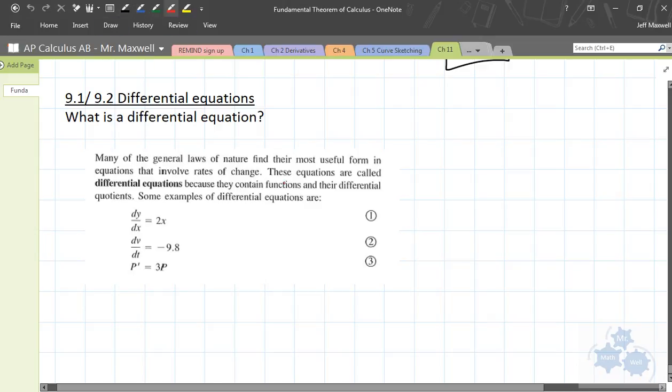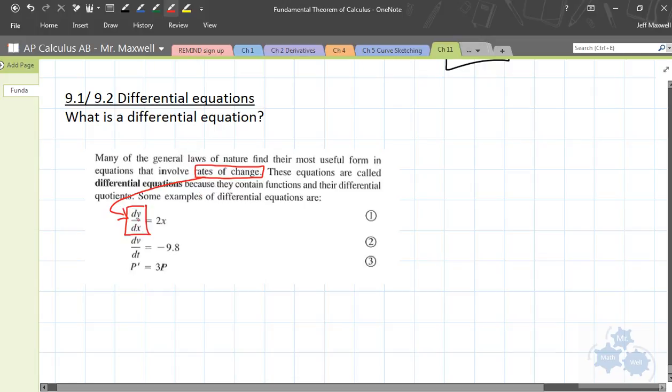So this is straight from your textbook. It says this: many of the general laws of nature find their most useful form in equations that involve rates of change. These equations are called differential equations, right? So if we take a look at this, equations that involve rates of change. So we know that rates of change are what derivatives are, right? So this is a rate of change. That's the derivative of y with respect to x, or how y is changing with respect to x, its input variable, right? So that is a derivative. That's a rate of change.